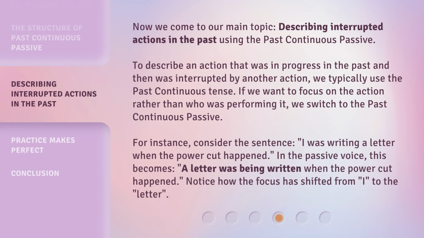Now we come to our main topic, describing interrupted actions in the past using the past continuous passive. To describe an action that was in progress in the past and then was interrupted by another action, we typically use the past continuous tense. If we want to focus on the action rather than who was performing it, we switch to the past continuous passive. For instance, consider the sentence, "I was writing a letter when the power cut happened." In the passive voice, this becomes, "A letter was being written when the power cut happened." Notice how the focus has shifted from I to the letter.